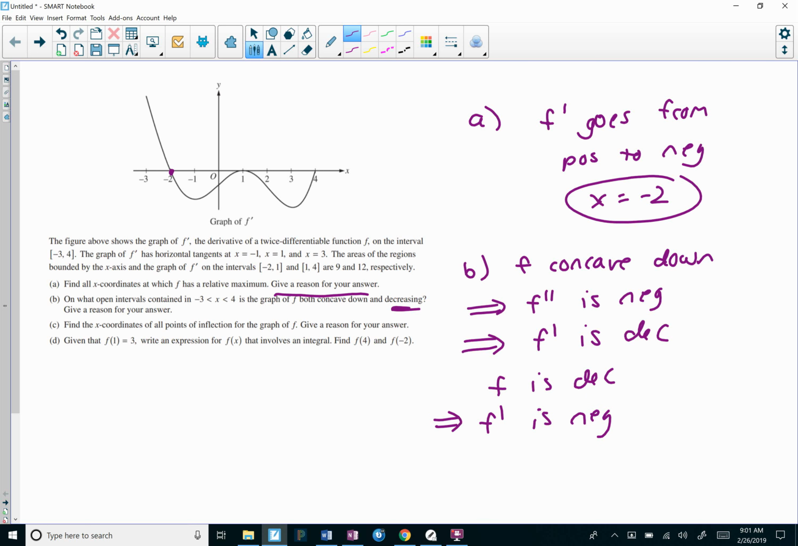Okay, so I'm using these implies here. So this symbol means implies. So I'm looking for when f prime is decreasing and when it's negative. So that occurs, let's see, here we're decreasing and negative. Here we're increasing, decreasing, and negative. So this would be negative 2 to negative 1 or 1 to 3. And that was worth 2 points. Once again, one for the answer, one for the reasoning.